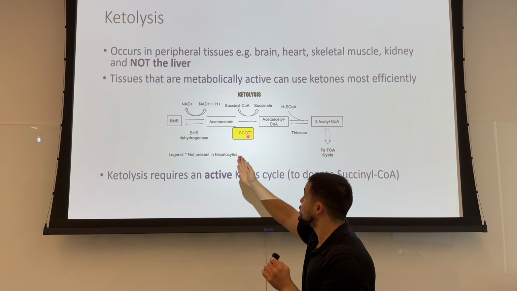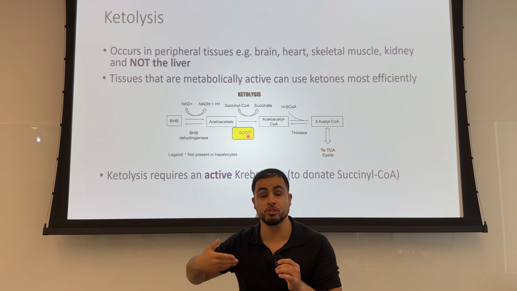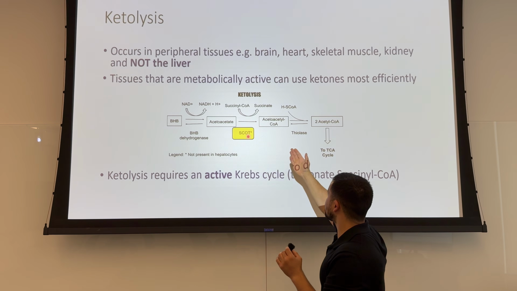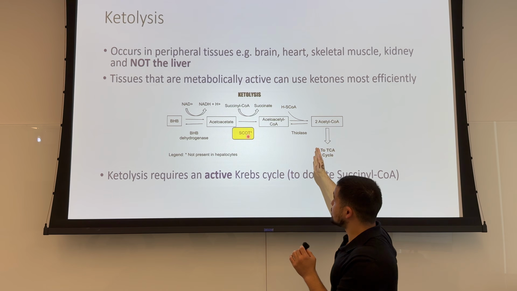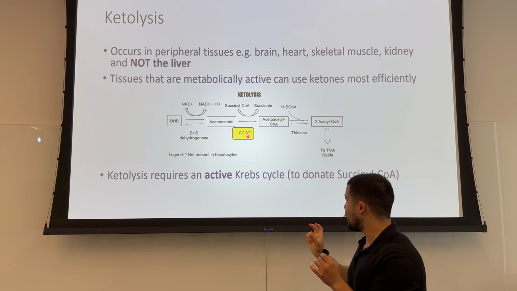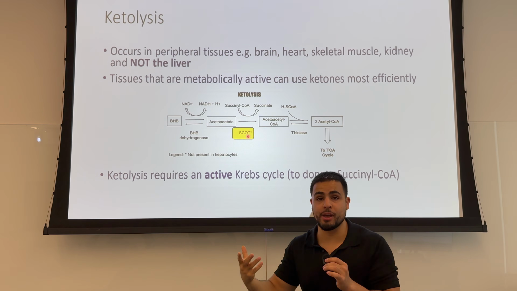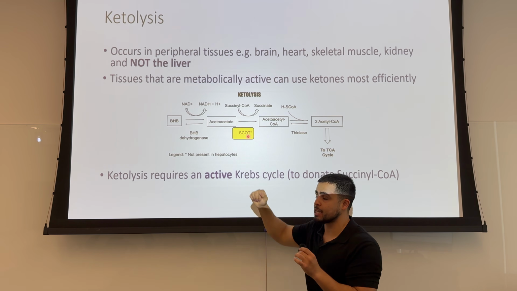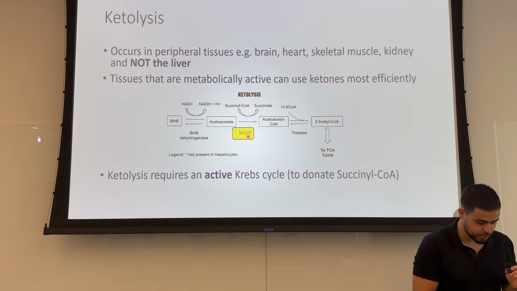metabolically active that do have succinyl-CoA because their Krebs cycles are still active and therefore can break down the ketone bodies to acetyl-CoA and use that as an energy source. Another reason why the liver can't carry out ketolysis is because it actually lacks this enzyme, succinyl-CoA transferase.